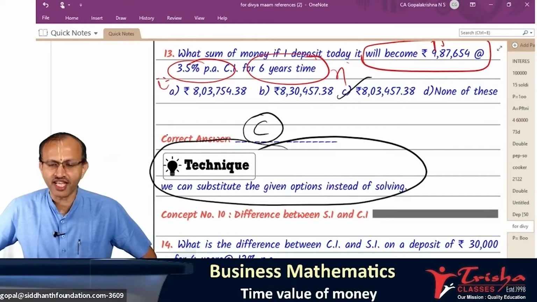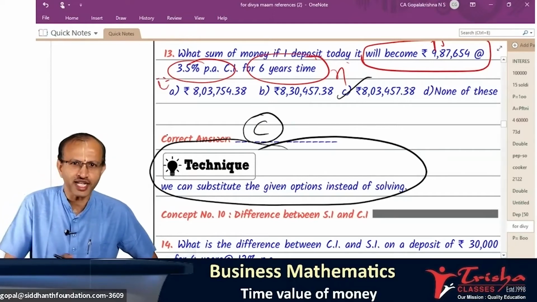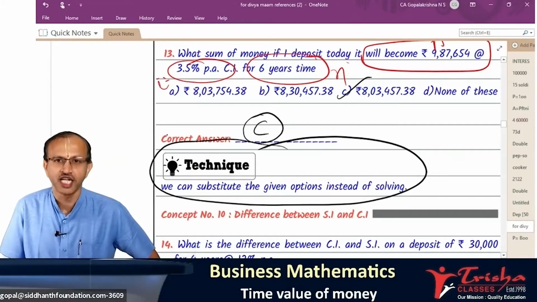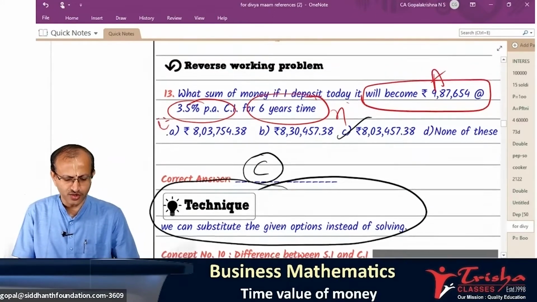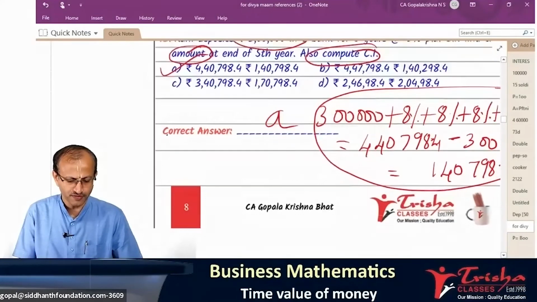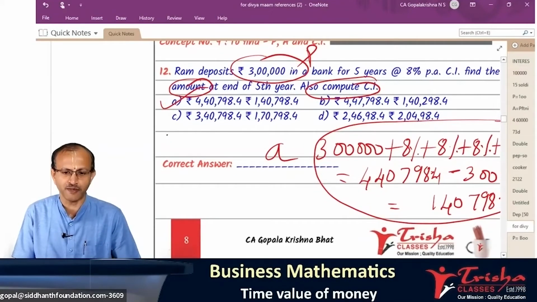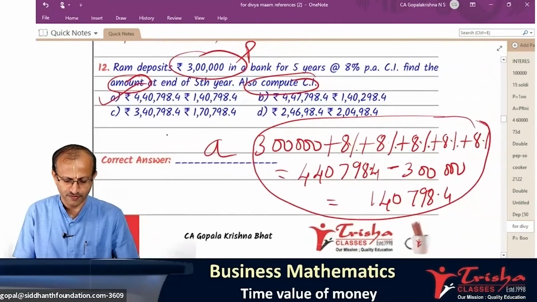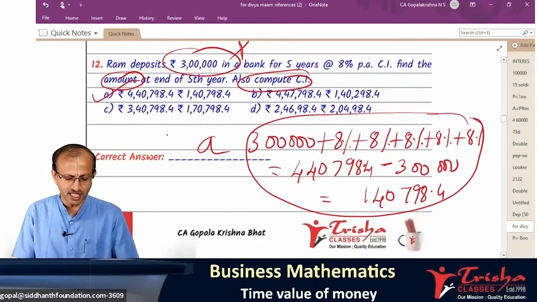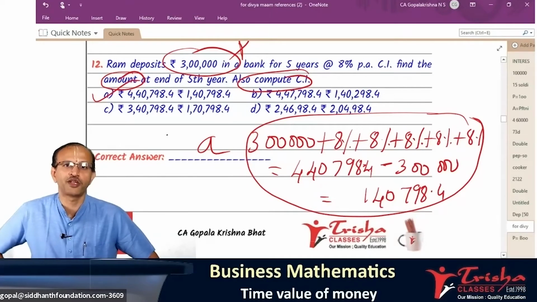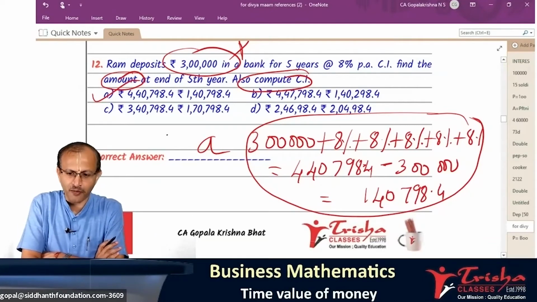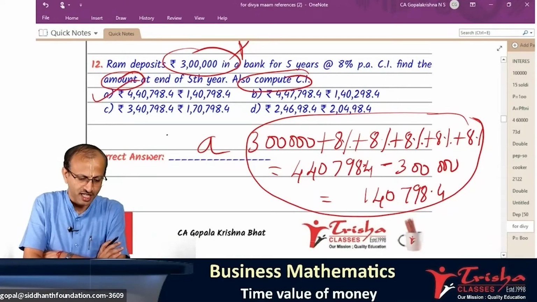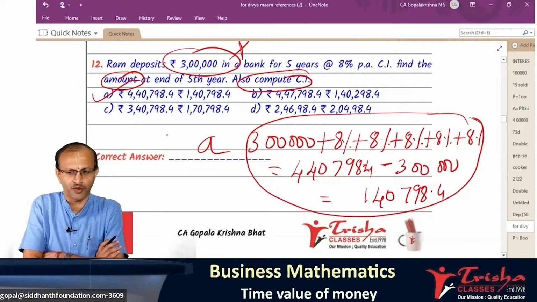One more technique in the case of reverse working. I'll just work out that and then I come to the compound interest difference between CI and SI. I'll just tell you in this previous problem. I'll go to this previous problem. What was the amount? Look at the solution and let me know. In that problem which is there on your screen, deposit 3 lakh, what was the amount?